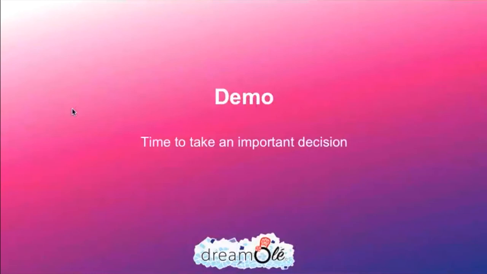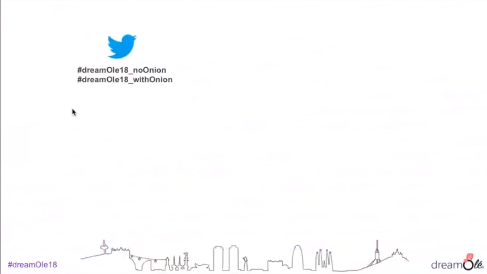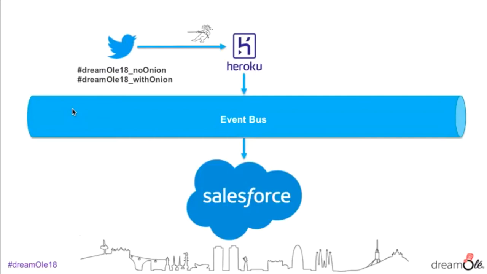Before showing you the demo, I want to explain how it works. As we said before, we are going to use an application to read information from Twitter. Our application will be pulling those hashtags from Twitter, and then using platform events it will be pushing those events into a given bus, and Salesforce will be listening to those events with a trigger, the subscriber.